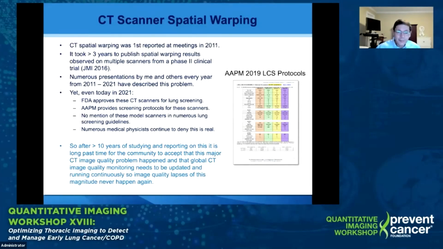So basically, after 10 years of studying and reporting on this, it's really long past time for the community to accept that this major problem happened and that global image quality monitoring needs to be updated and running continuously, so image quality lapses of this magnitude never happen again. That's the hope, right?